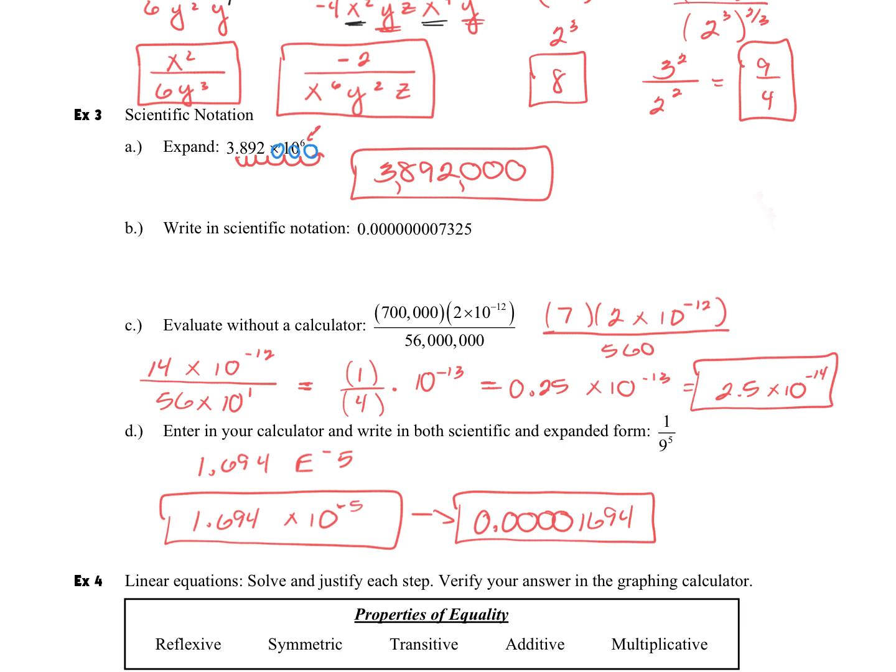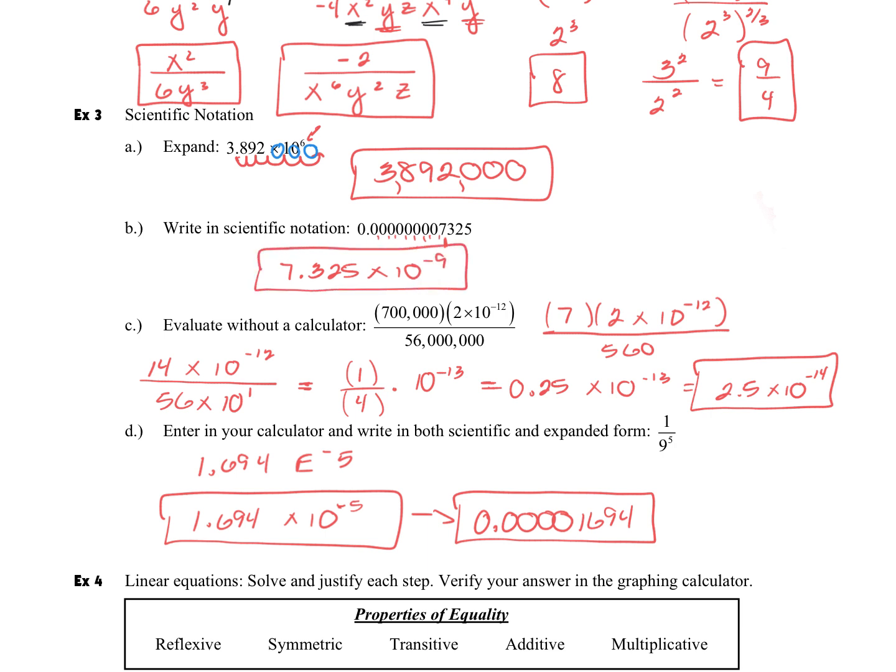This one, what we're going to do is we are going to count how many places it takes us to get to right here. We want to be just to the right of the first non-zero value. So we're going to count 1, 2, 3, 4, 5, 6, 7, 8, 9. So now when I get 7.325 times 10 to the negative 9th.